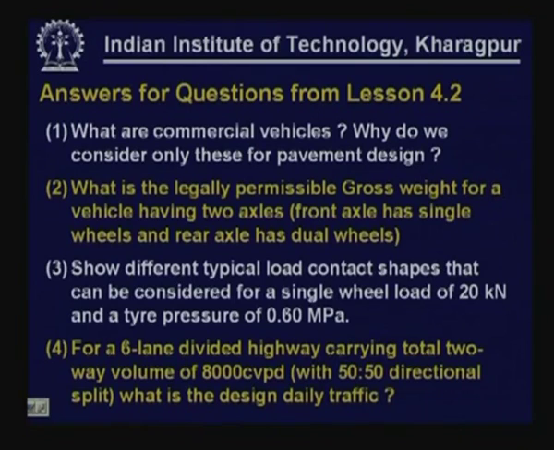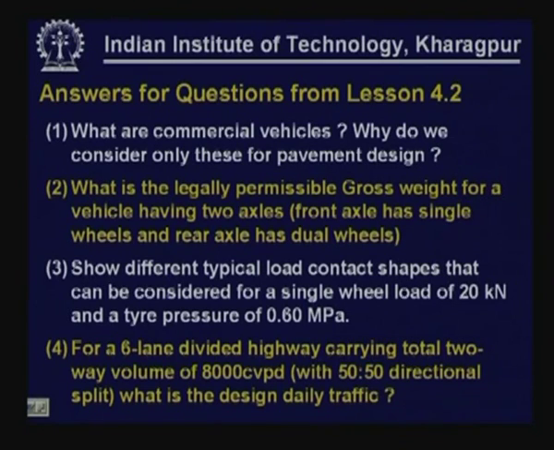What is the legally permissible gross weight for a vehicle having 2 axles? Front axle has got single wheels and rear axle has got dual wheels. As you have seen in the previous lesson, if an axle has got single wheels on either end, the permissible limit is 6 tons, and if an axle has got a dual wheel set on either end, the permissible limit is 10.2 ton. So therefore, in this case 6 plus 10.2, 16.2 tons is the permissible limit.